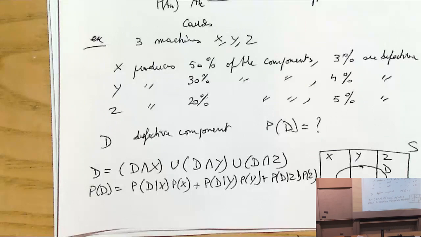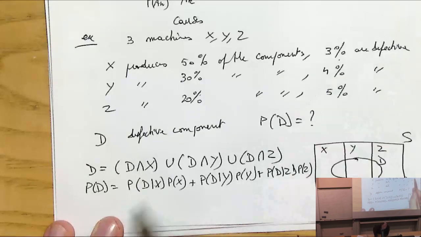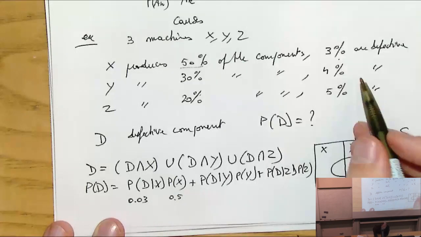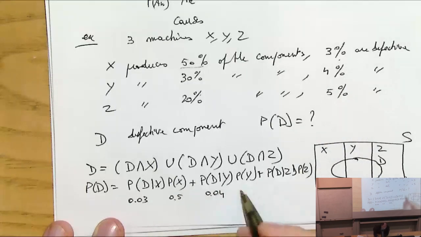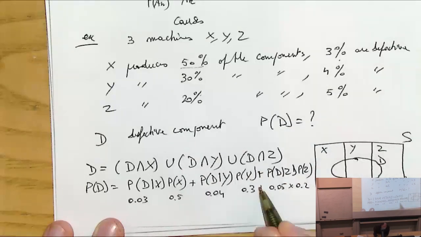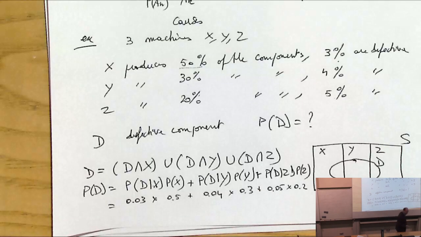Are we all good? Right? And so now essentially you can plug the values into this. What's the probability of having a defect if it's produced by X? That's 3%. The probability of X producing it is 50%. The probability of D occurring if Y produces it is 4%, multiplied by the probability of Y producing, which is 0.3. And here we have 5% multiplied by 0.2. And so if you do that, you essentially get the probability of having a certain defect.